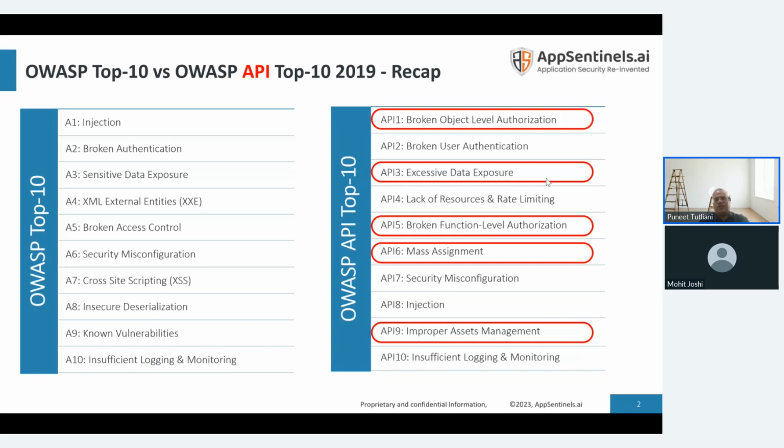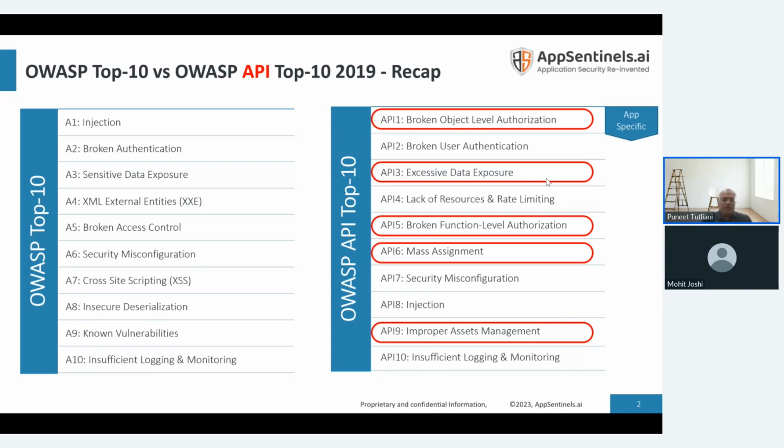But if you see the OWASP API top 10, the first version itself had a number of techniques like broken object level authorization, excessive data exposure, mass assignment, or broken function level authorizations. All of these techniques were very, very specific and very custom to the application that is to be protected.